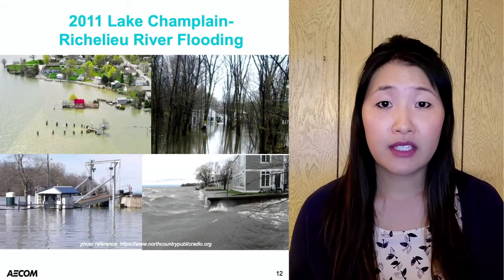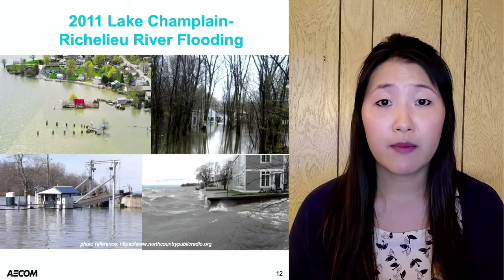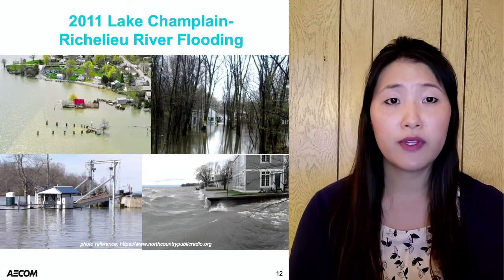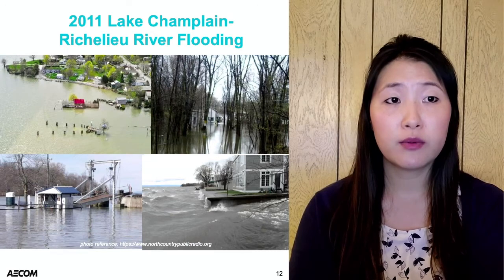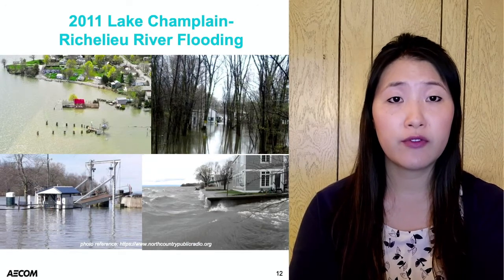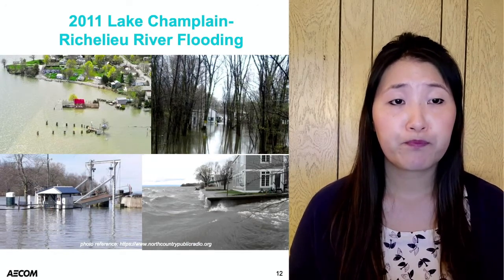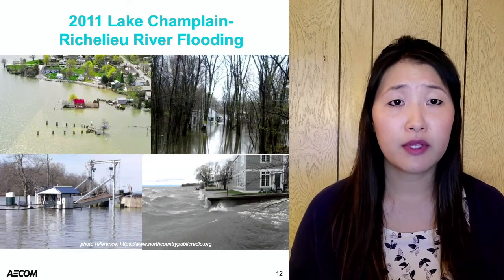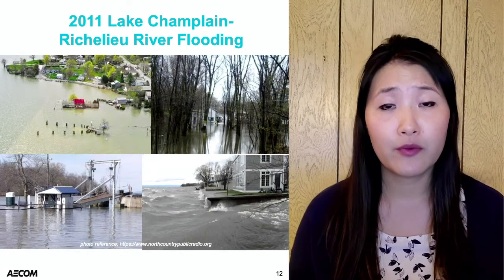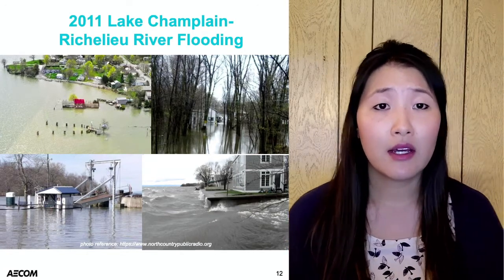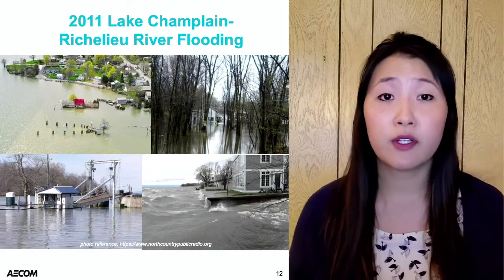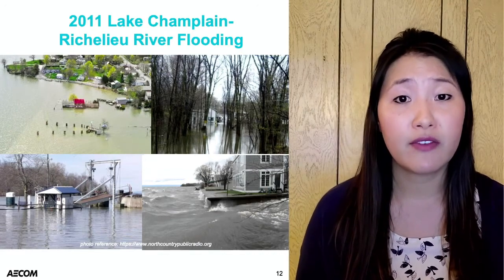The cost of flooding was estimated to be $90 million in damages across Canada and the US, and this was for homes, businesses, roads, bridges, and other infrastructure. And that was with damages in New York for over 900 homes, in Vermont for over 200 homes, and in Quebec damages to over 2,500 homes.